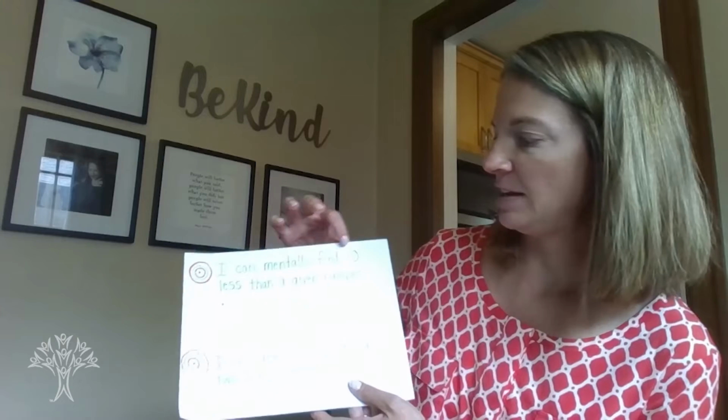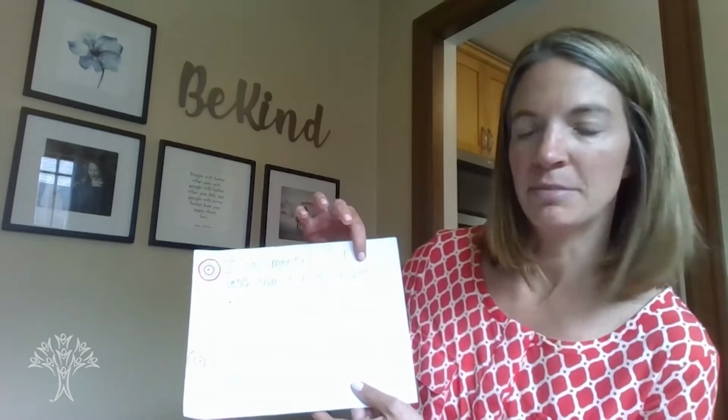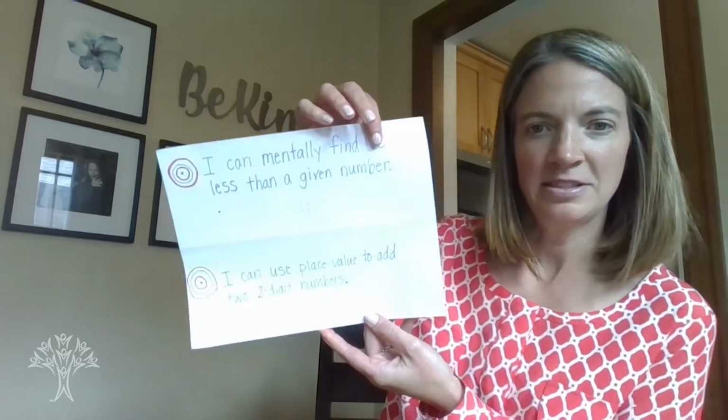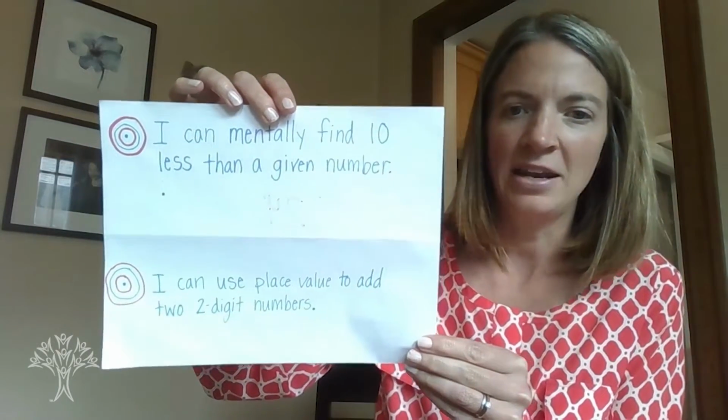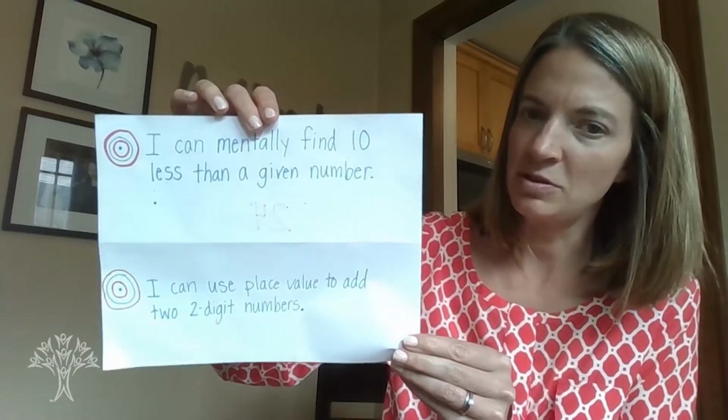We are going to work on two standards today. The first standard says, I can mentally find 10 less than a given number. And the second standard says, I can use place value to add two two-digit numbers.